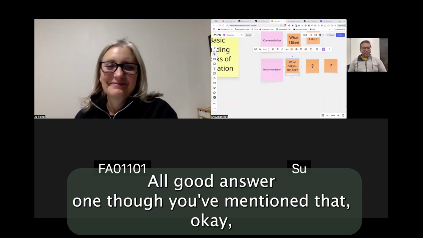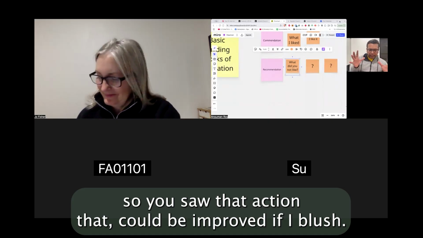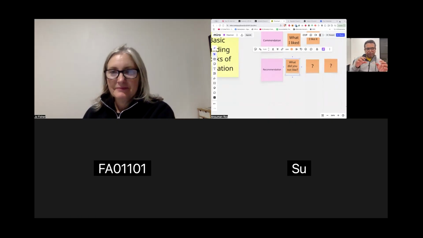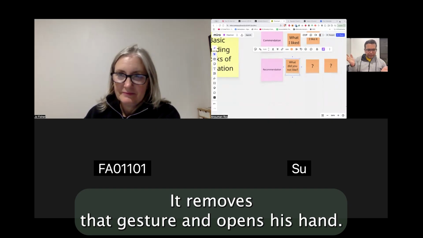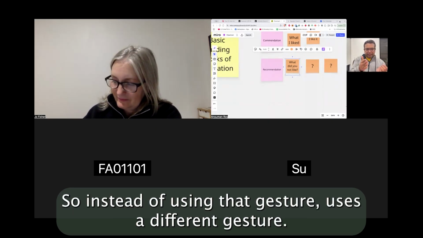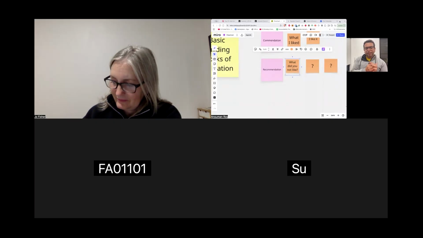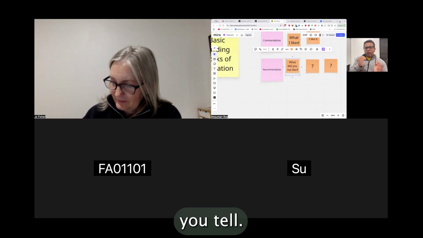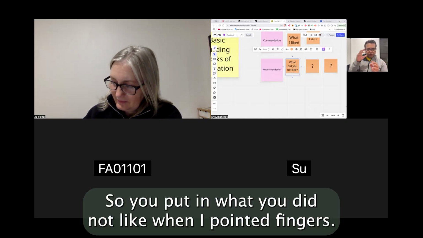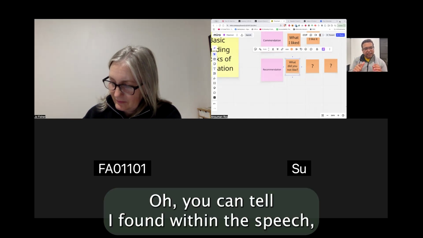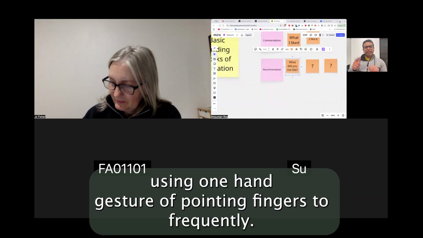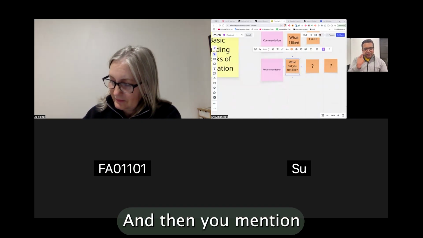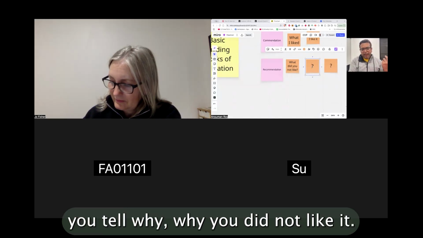All good, Ansuman. So you mentioned that you saw an action that could be improved if Abhilash removes that gesture and opens his hand, instead of using that gesture, he uses a different gesture. In the recommendation part, you put in what you did not like. When Abhilash pointed fingers, or you can say, I found within the speech Abhilash using one hand gesture of pointing fingers too frequently. And there you tell why you did not like it.